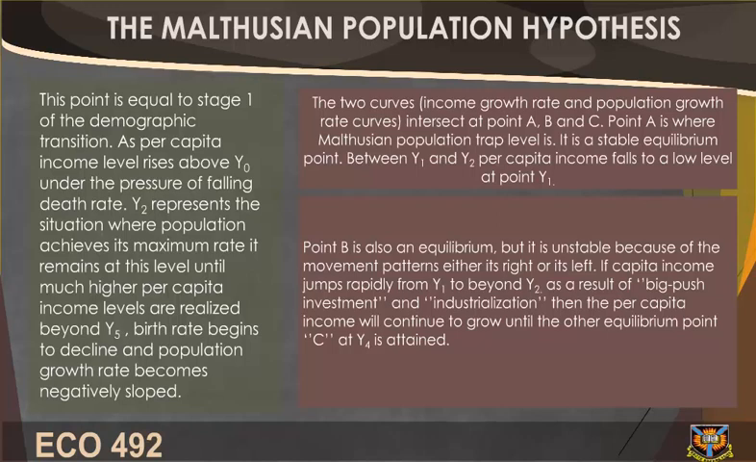Point B is also an equilibrium, but it is unstable because of the movement patterns either to the right or its left. If per capita income jumps rapidly from Y1 to beyond Y2 as a result of big push investment and industrialization, then the per capita income will continue to grow until the other equilibrium point C at Y4 is attained.